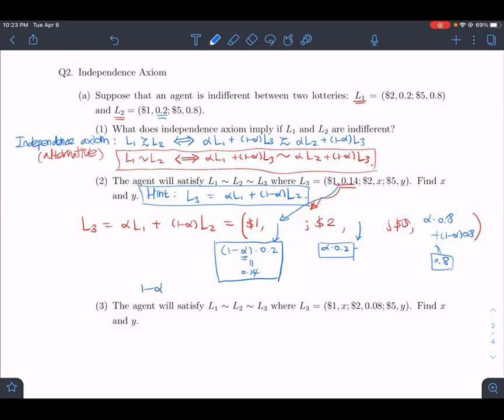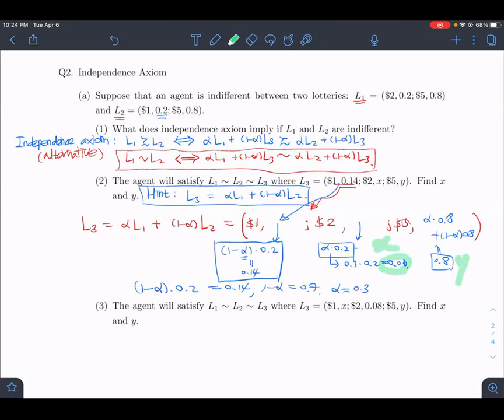So 1 minus alpha times 0.2 is 0.14. So 1 minus alpha should be 0.7. So alpha is 0.3. Which means that this one is 0.3 times 0.2, which is 0.06. So this one was X, this one was Y. You got the answer.